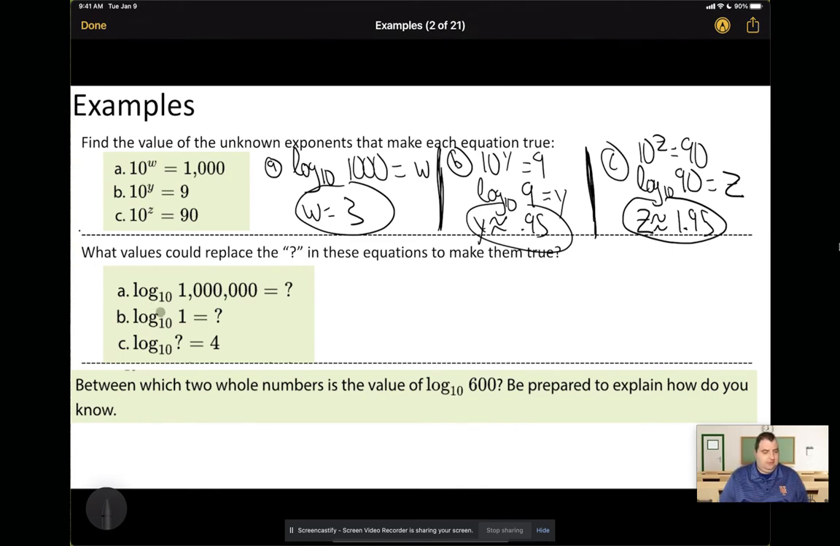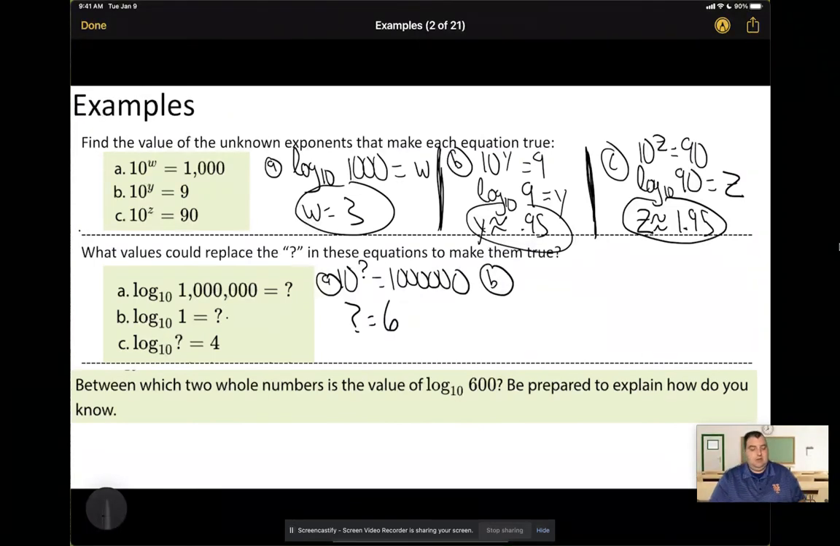A, let's see here. What values could replace the question marks in these equations to make them true? So this middle section. So log base 10 of a million. So in other words, 10 to what power is equal to 1 million? 10 to what power is a million? Of course, that would be 10 to the power of 6. So the answer to A is 6.